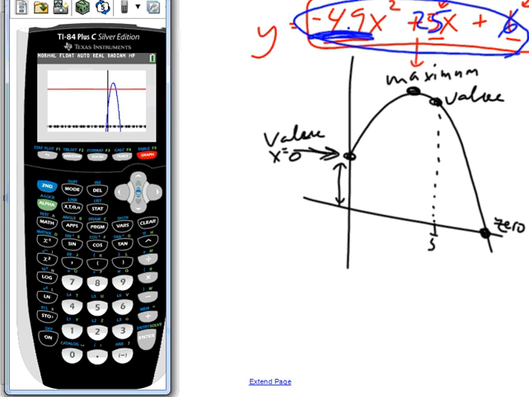Do you get that the spots where these two touch is when the ball is hitting 400 feet right there and right there? So it hit it once on the way up. It hit 400 feet on the way up, and then it hit 400 feet on the way back down again. Does that make sense? How do you find those spots? You find those spots with second calculate the intersect. Let me show you how to do that one.